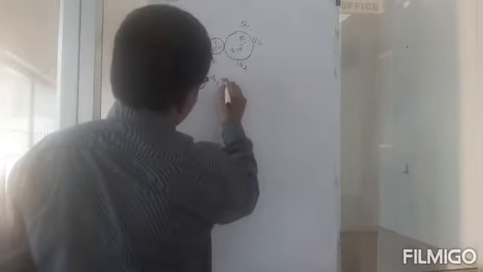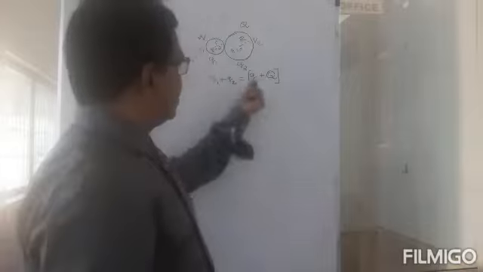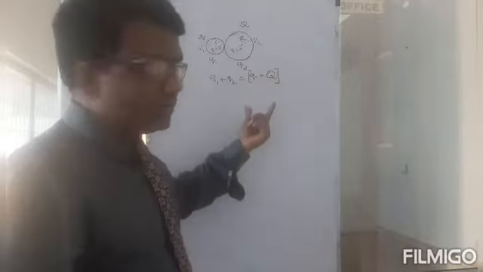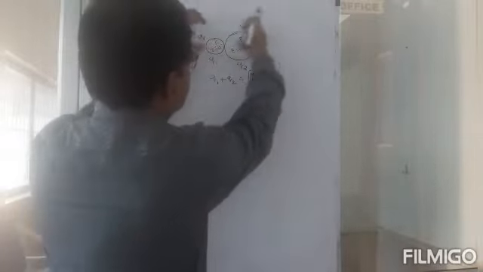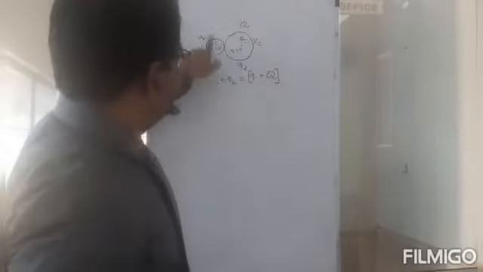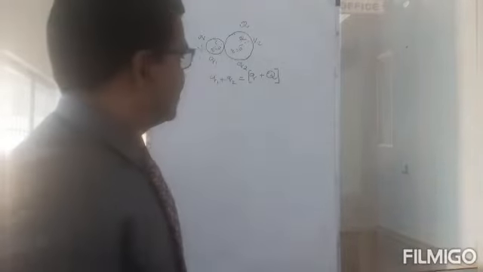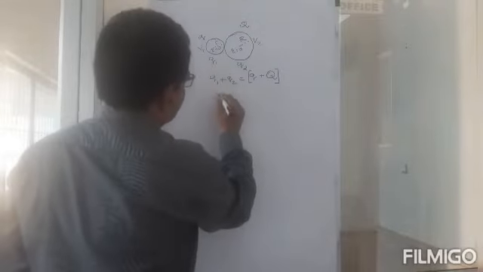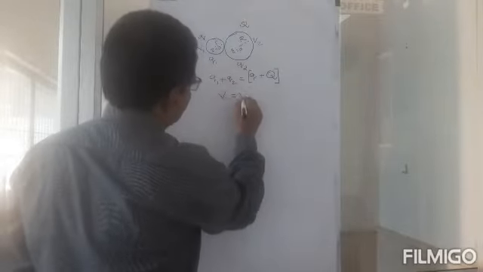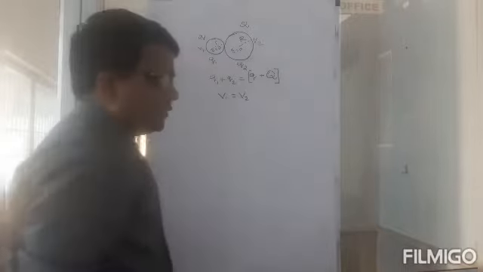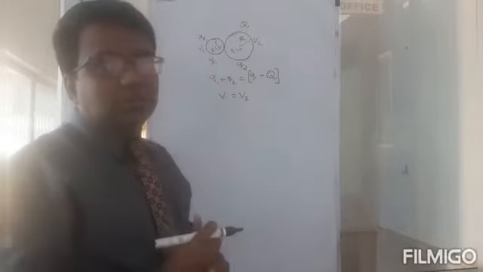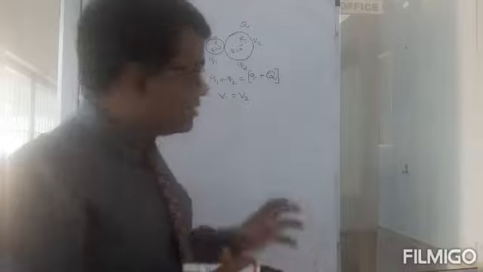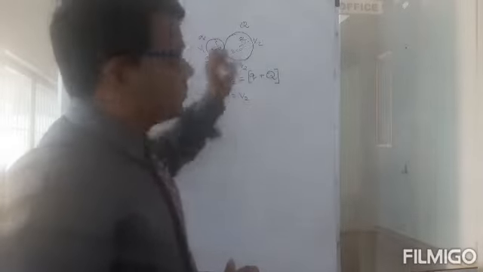So, this is the total charge you start with. Q plus Q is the total charge you start with. And when you bring these two things in contact, this will have Q1 and this will have Q2. And what else do you know? You know that V1 is equal to V2. In the electrostatic condition, V1 will be equal to V2.